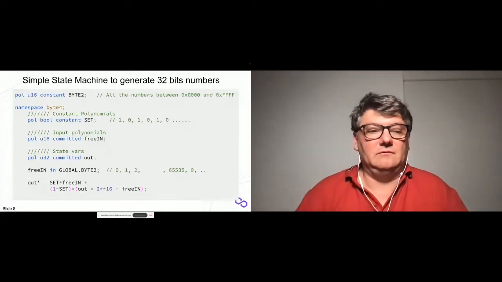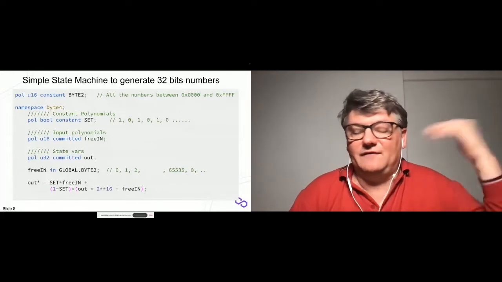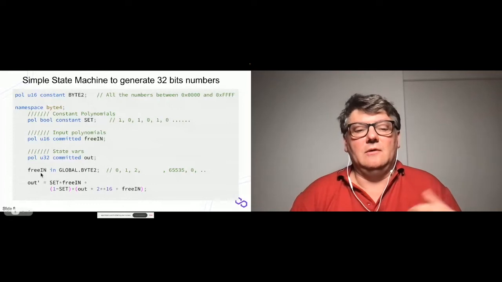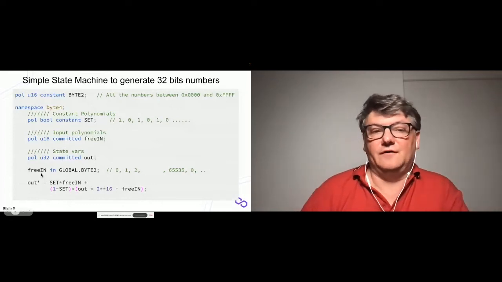Whichever frame we choose, we will have different values. But we have the guarantee that all those values are going to be 32-bit numbers. Okay, so this is the first example.